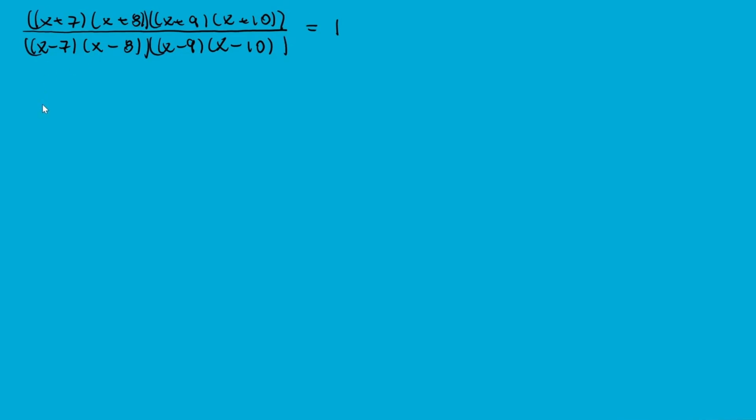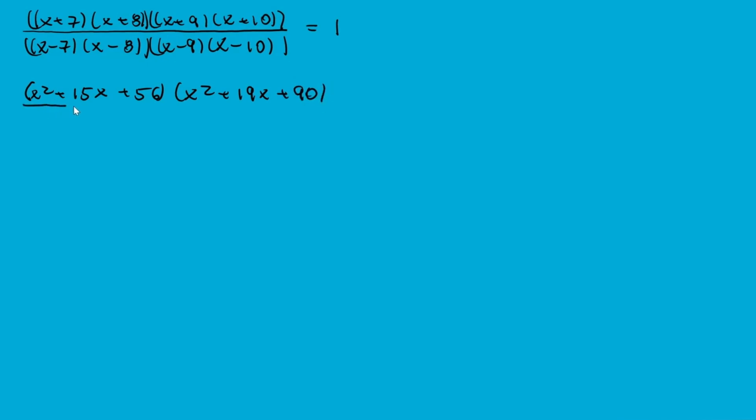Let's do these two first. We have x times x, which is x squared. Then we have plus 7x plus 8x, which is plus 15x. And then we have plus 7 times plus 8, which is plus 56. And here we get x squared again, plus 9x plus 10x, which is plus 19x. And then we get plus 9 times plus 10, which is plus 90.